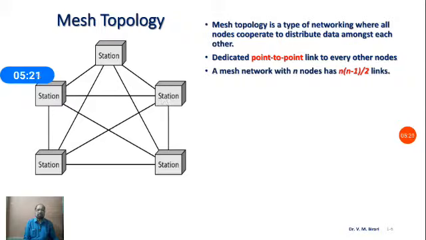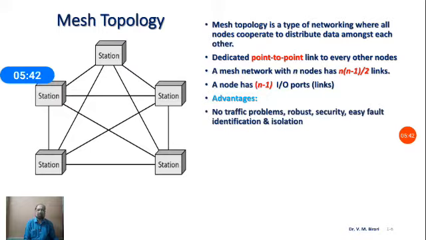For a mesh network with n nodes, according to the mathematical formula, how many links are required? It is equal to n into n minus 1 divided by 2 links. Each node needs n minus 1 I/O ports, or links. What are the advantages of this mesh topology? No traffic problem, because since each node is connected to each other, if any node fails, communication through another route is possible. So no traffic problem. It is robust, it is secure, and it offers easy fault identification and isolation.